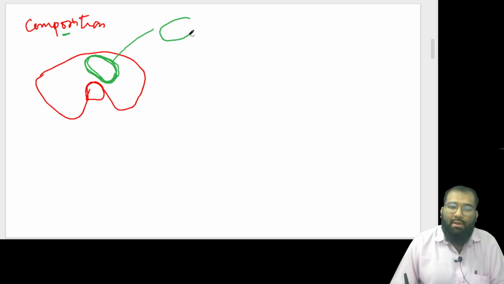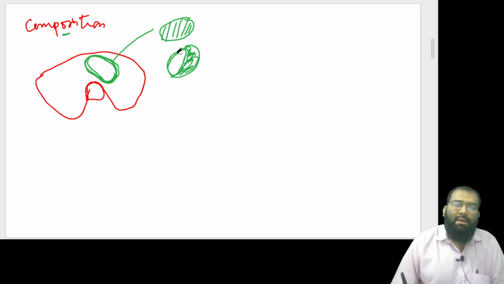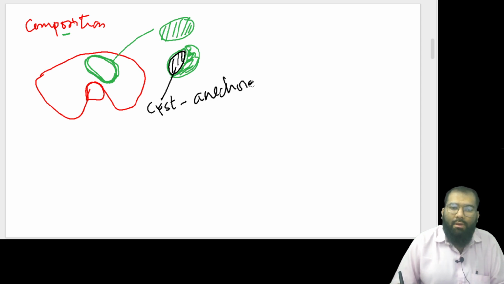So if it is solid, the entire part would be solid, so it would be echogenic. If it is partly cystic, partly solid, it would be like this. So some solid areas and some area will be cystic. How will you understand that the area is cystic? The area which is cystic is anechoic. Cystic area is anechoic. If it is entirely cystic, you will find that the entire lesion is anechoic.